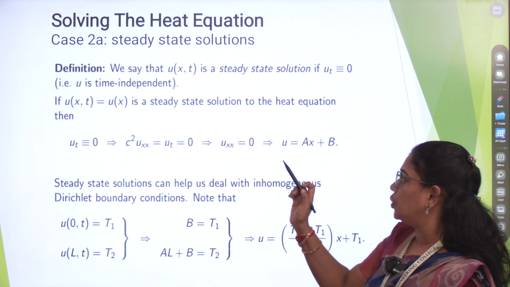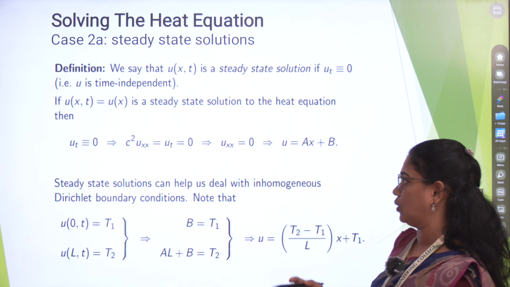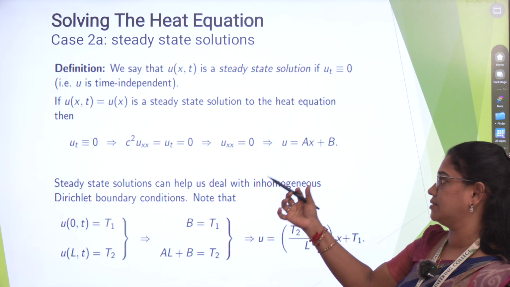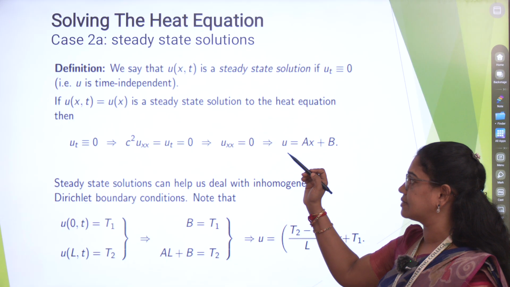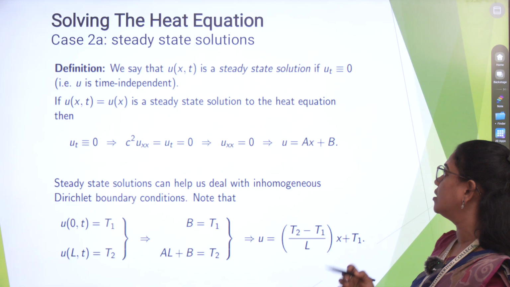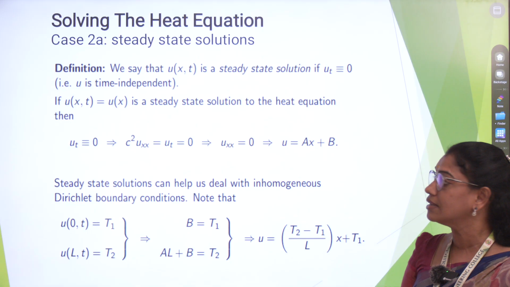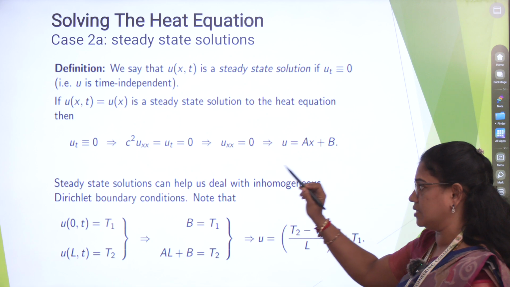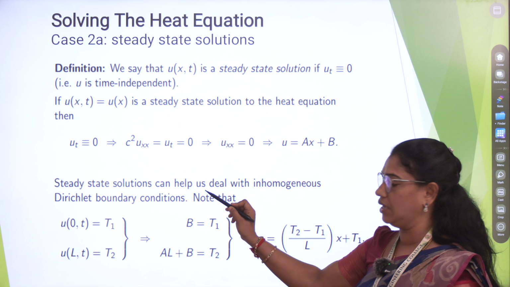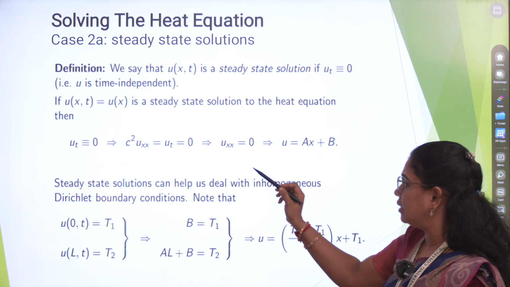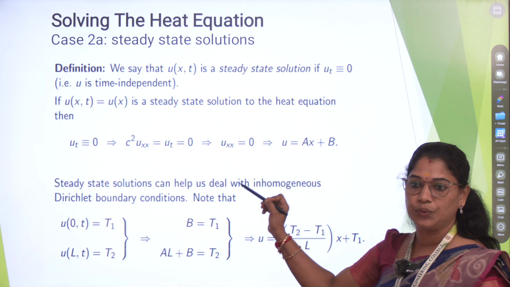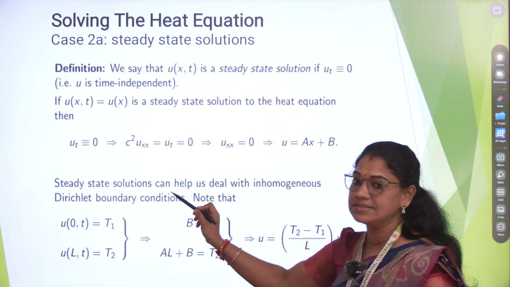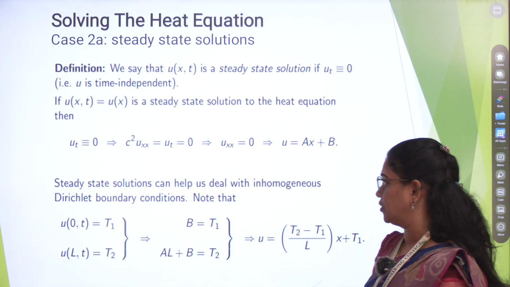Next, if u of x comma t is equal to u of x, a steady state solution to the heat equation, then ut is equal to 0, which implies c square u double x is equal to ut, which is equal to 0. Here c square means the thermal diffusivity.